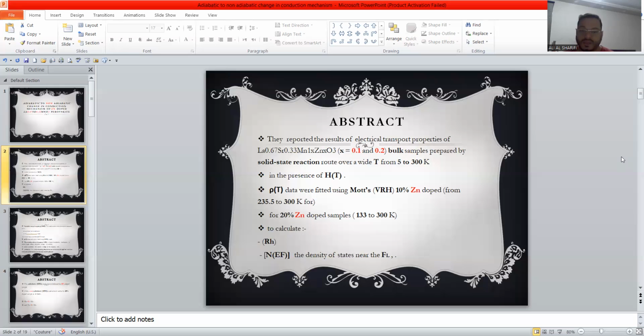After that, the temperature-dependent resistivity data were fitted using Mott variable range hopping. For the 100% zinc doped sample, the range starts from 235.5 to 300 Kelvin, and for the 200% zinc doped sample, it starts from 133 to 300 Kelvin. Here we note, I know that's early, but let me say that the temperature range is bigger than the previous one when the zinc was 100%.